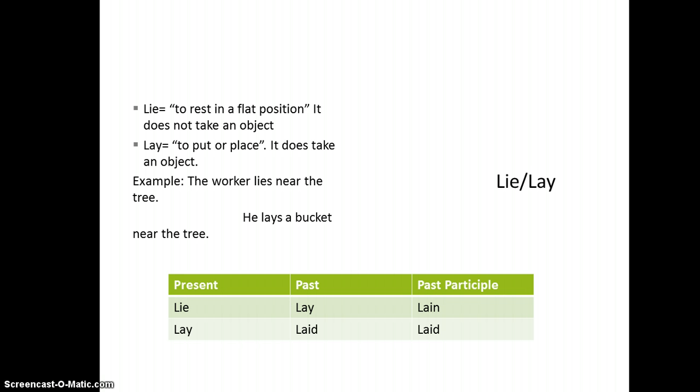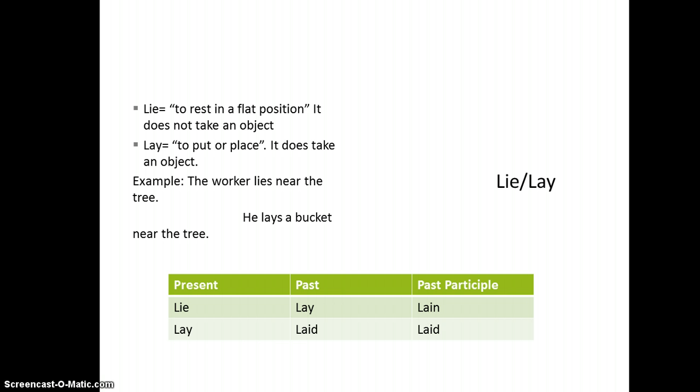There's a chart that shows different tenses of each verb. So take a minute and look that over, and I'll read examples. So for the present tense of lie, he lies down. Past tense of lie is lay. He lay down. And past participle, he has lain down.